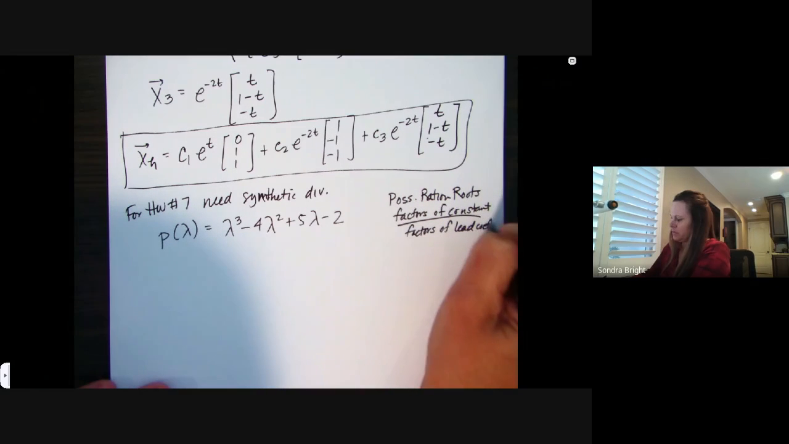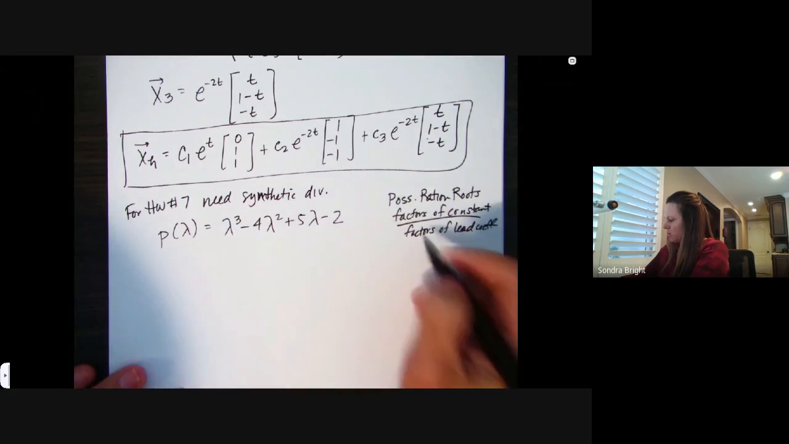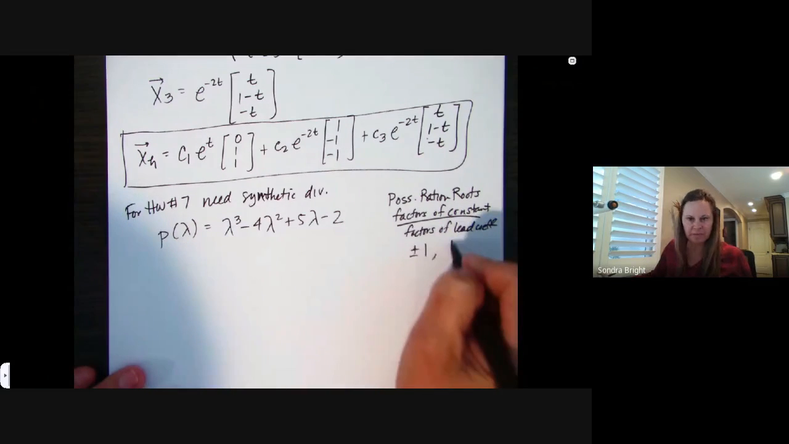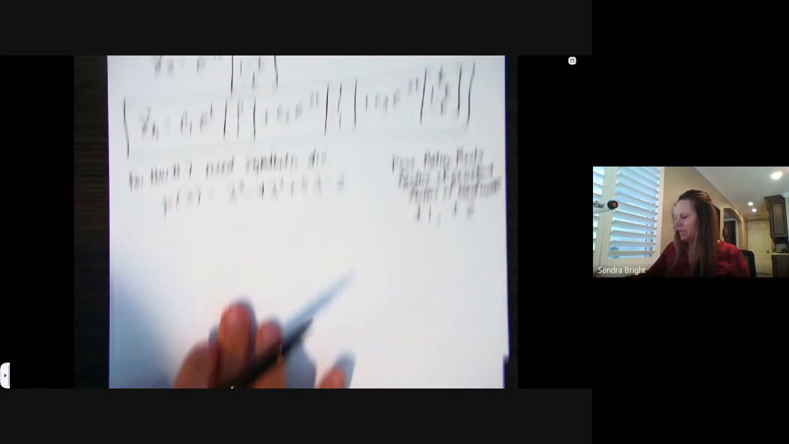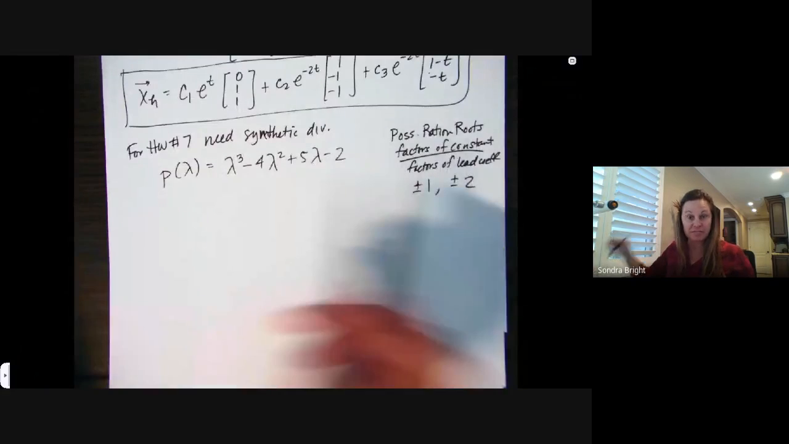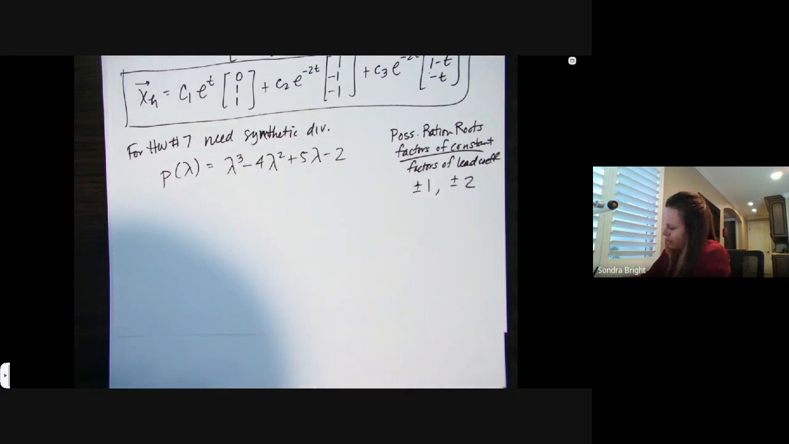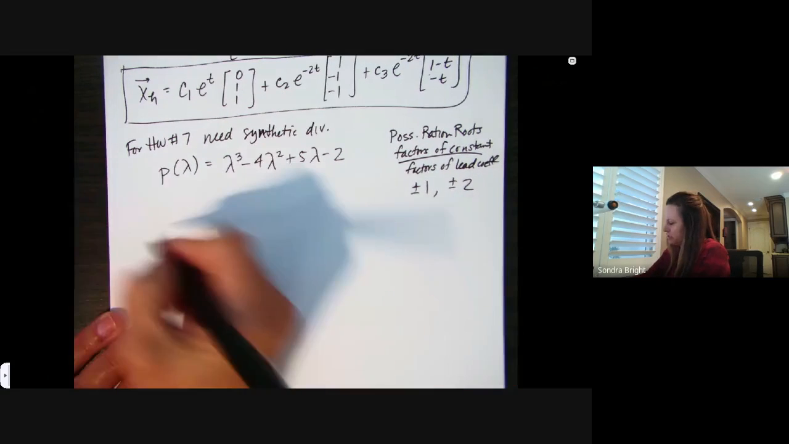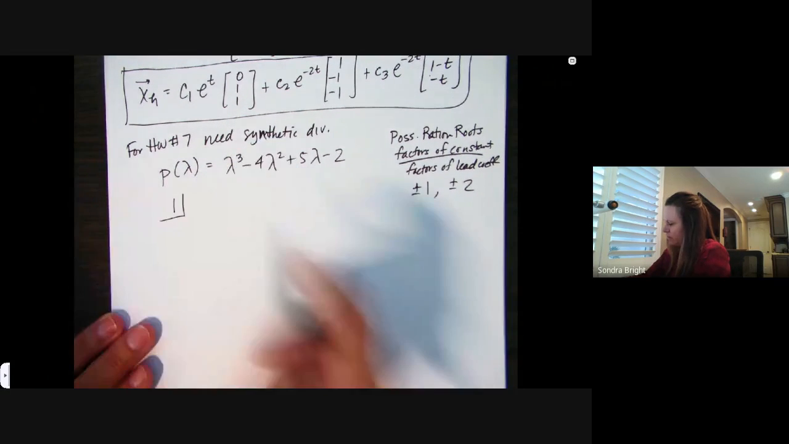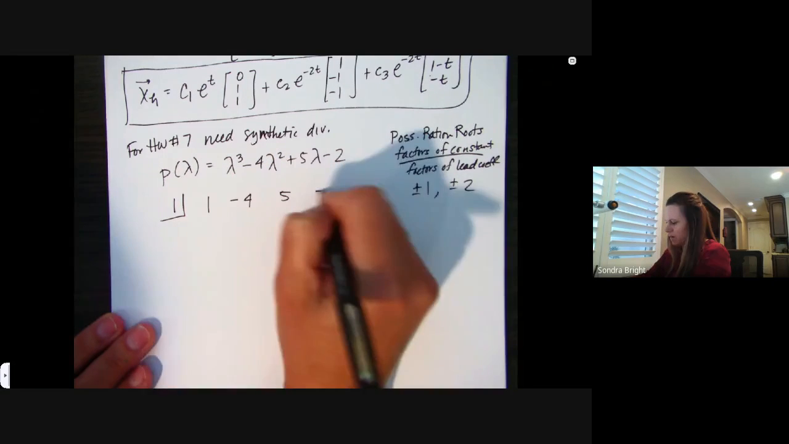So 2 is your constant, 1 is your leading coefficient, and so plus or minus 1 and plus or minus 2 are your possible rational roots. In algebra, you would start with 1 and plug it into synthetic division to see if it's a root. You only include the coefficients, which are 1, -4, 5, and -2. Leave a space. Bring down the 1.